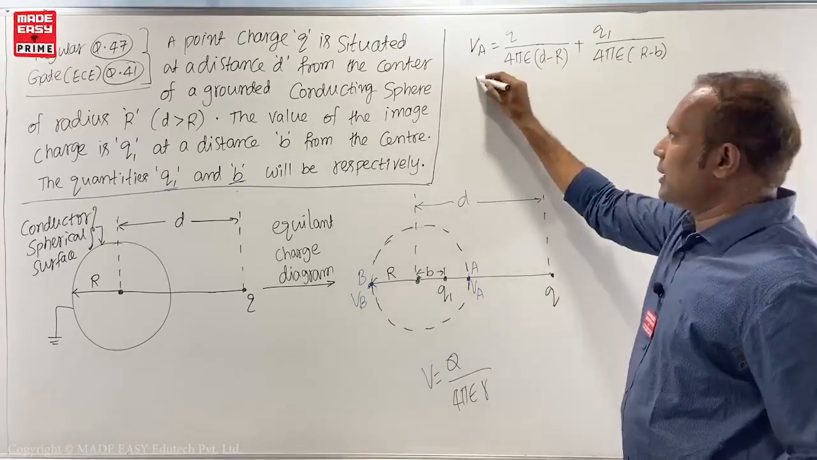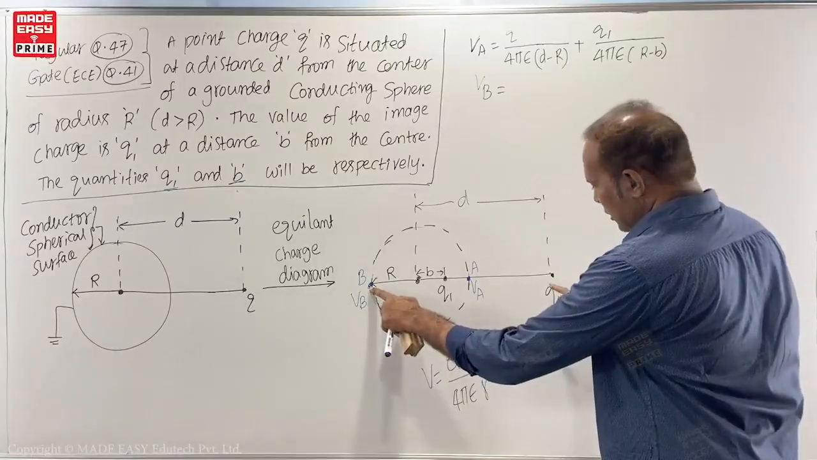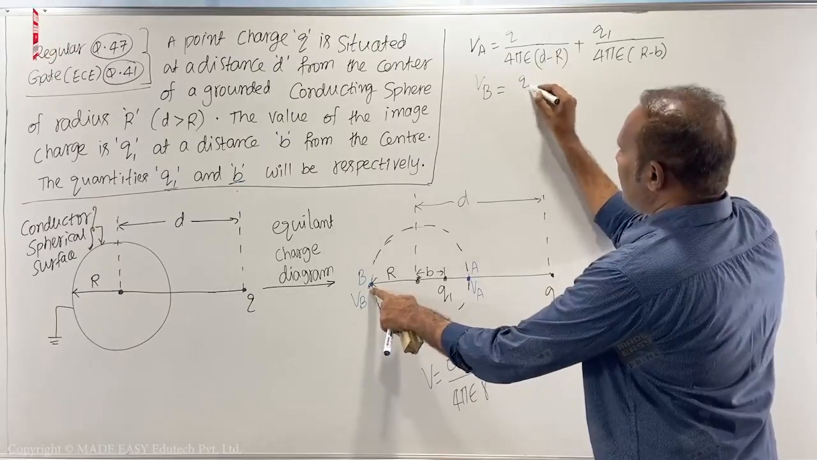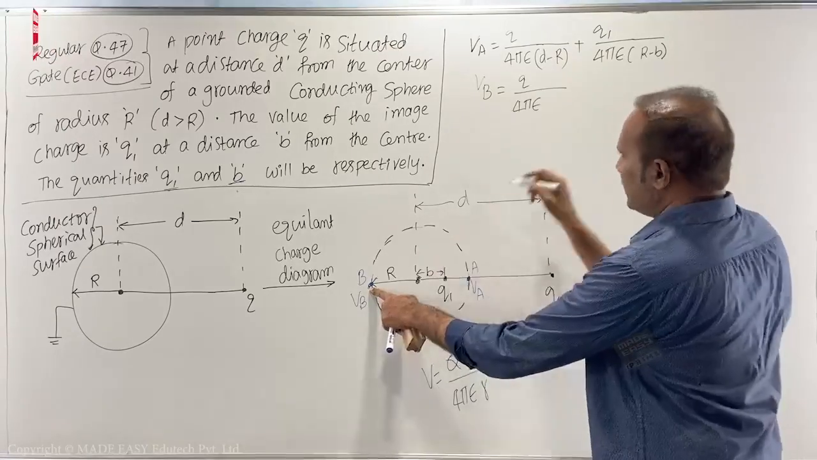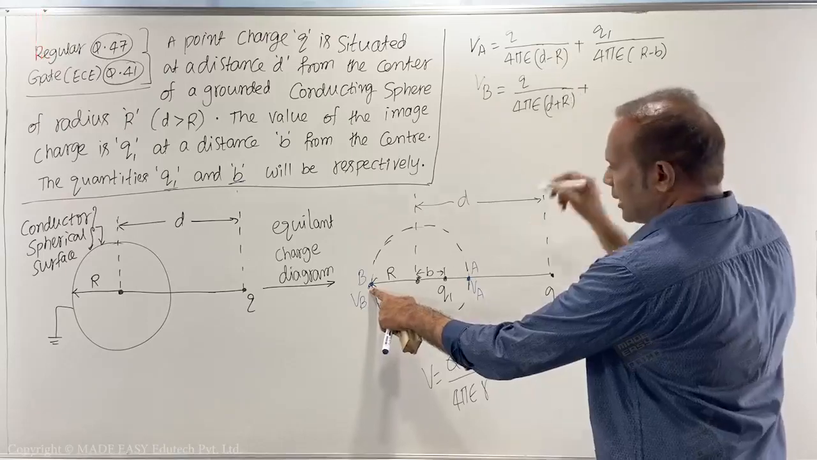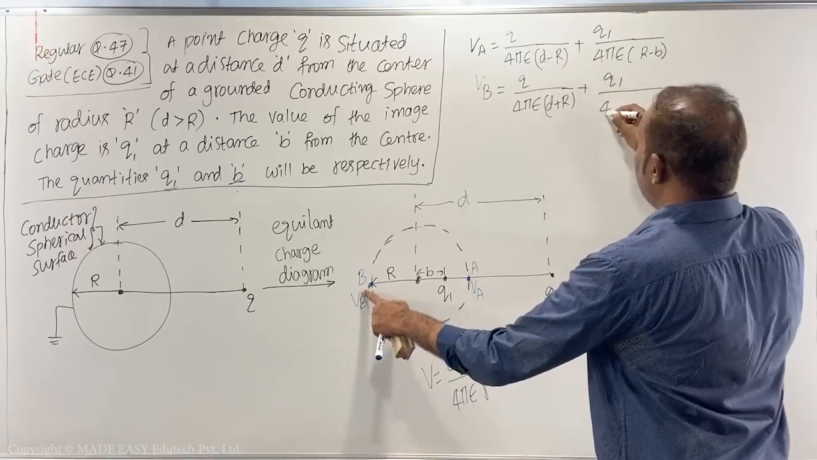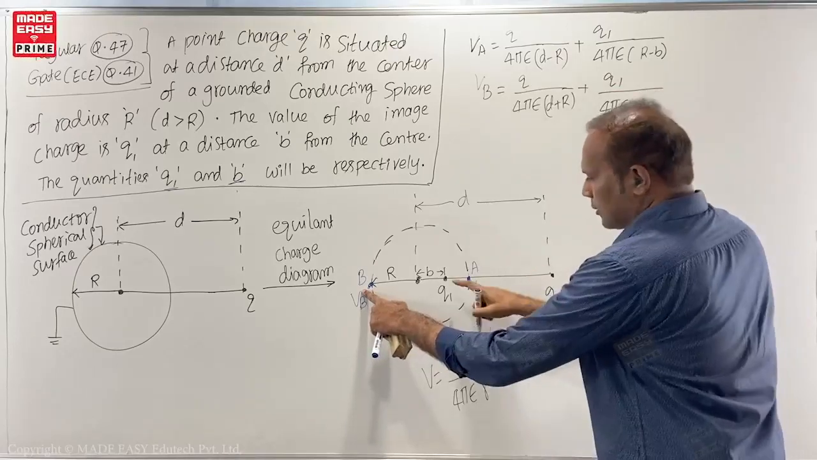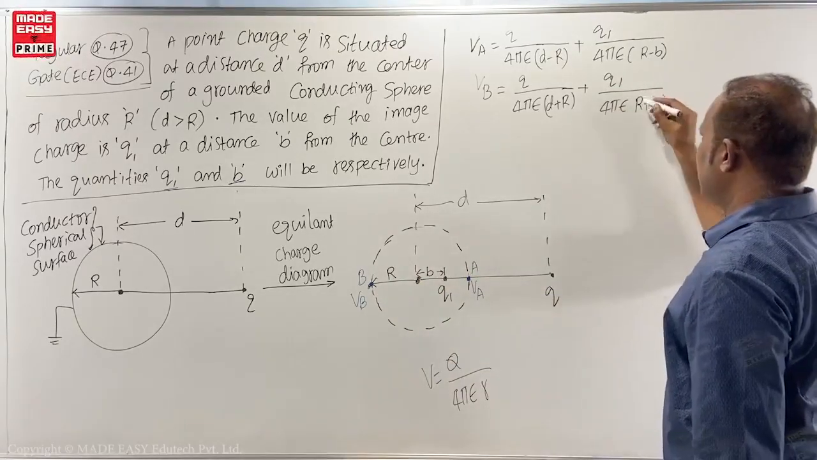So what is the potential at location B here? The potential at this location due to the discharge is Q divided by 4 pi epsilon, and the distance from here to here is D plus R. Then what is the potential at this location due to the discharge? That is Q1 divided by 4 pi epsilon, and the distance from here to here is R plus B.